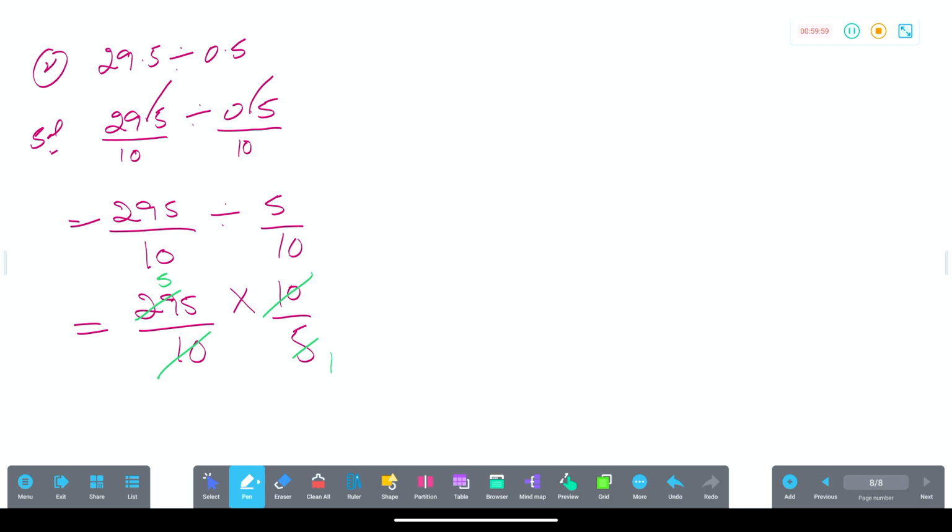Now 45 कहाँ पे आता है? 5 9s are 45. So the answer is 59. Is the final answer. So this is one more example.